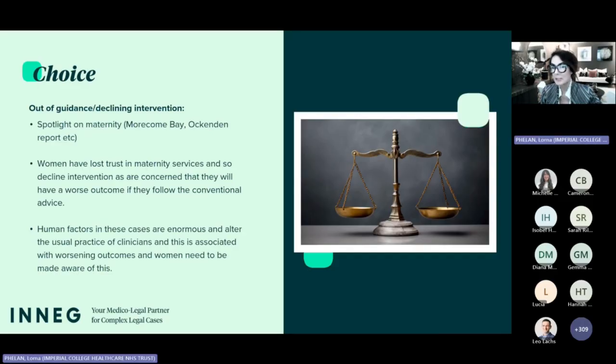This has become so prevalent that in my own trust, we've set up a weekly out of guidance declining intervention meeting to discuss women and the implications for them declining the advice that we're giving them. The human factors involved in declining intervention when situations are pathological are absolutely enormous, and that then contributes to worsening outcomes.